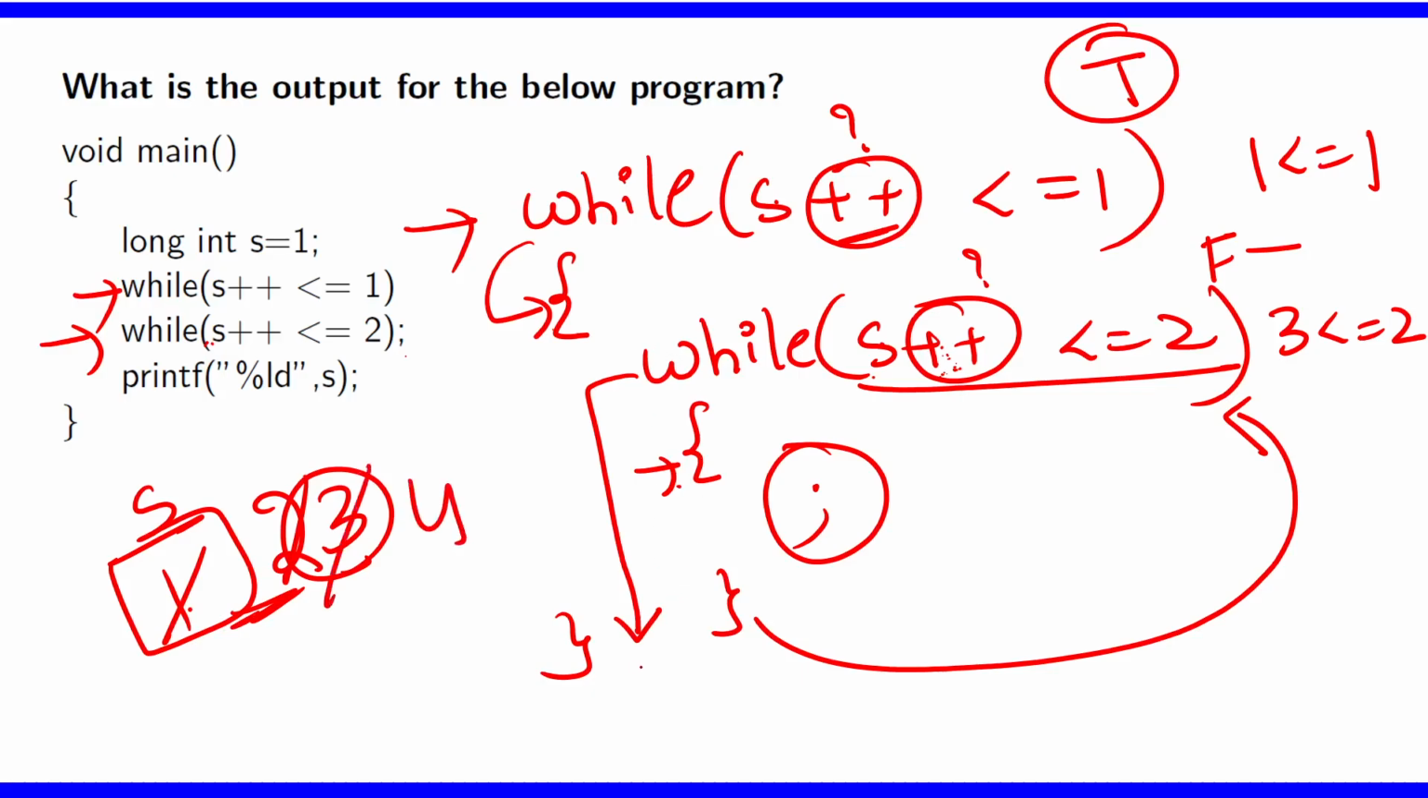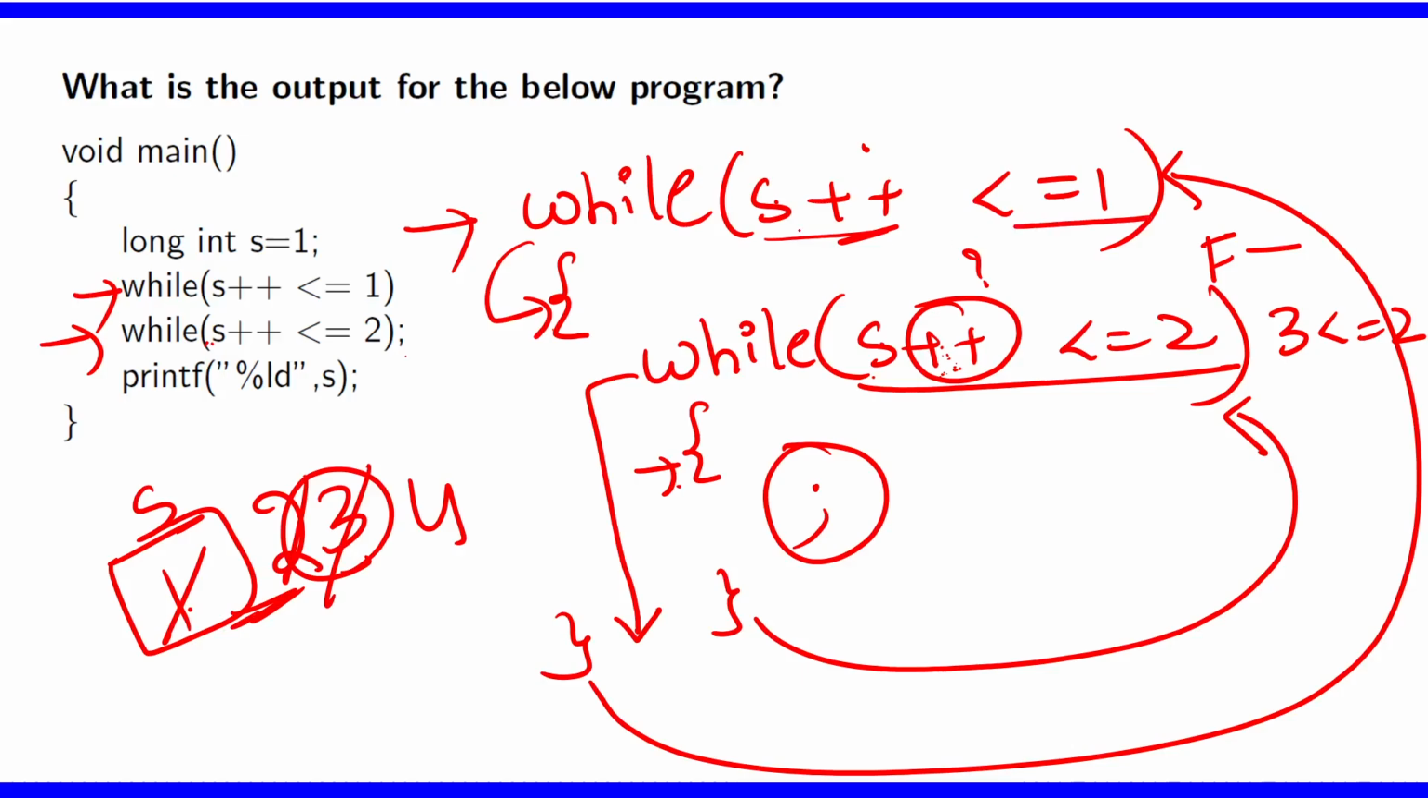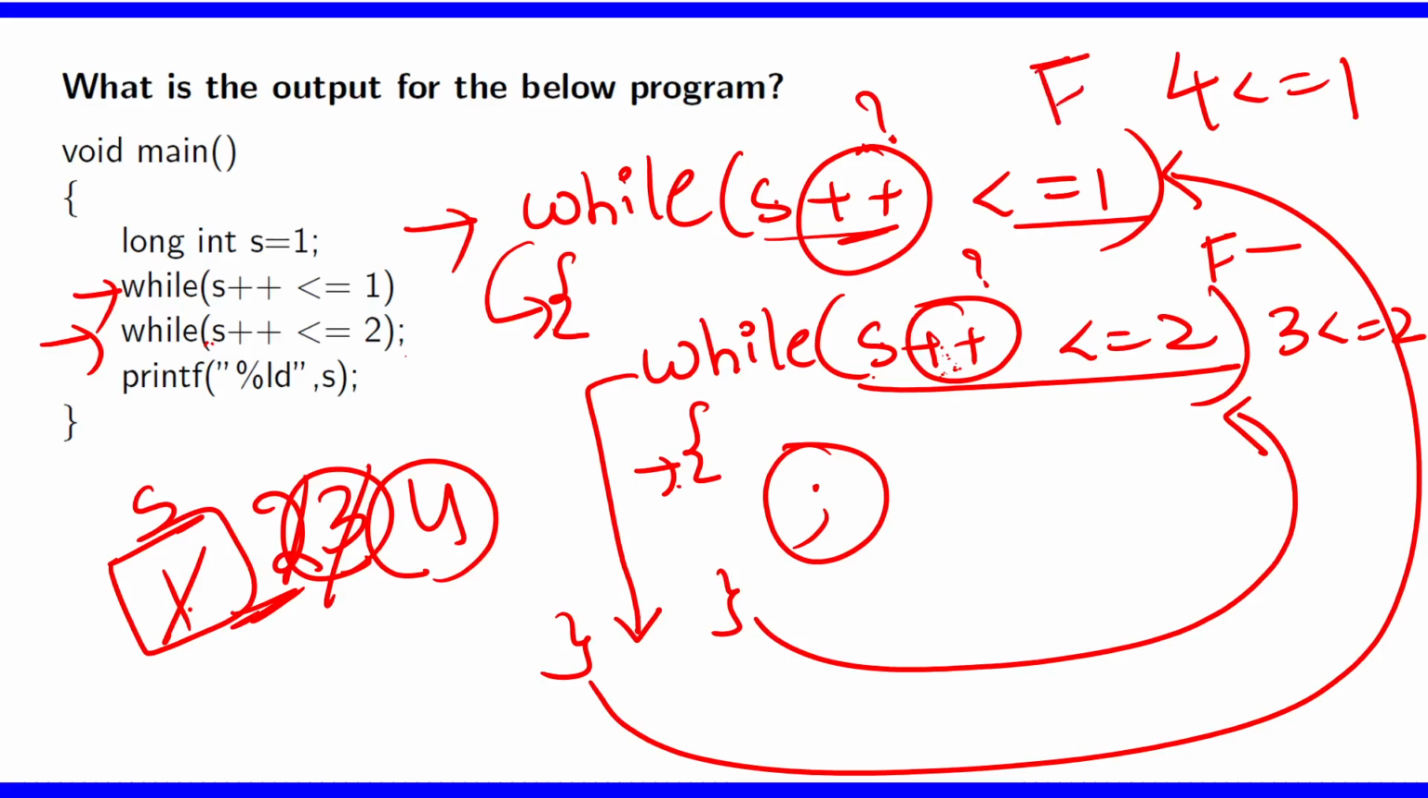Now, I come out of this while loop and then from here I go back to the upper while loop. Again, what is the condition here? s plus plus less than or equal to 1. What is the s value? 4. So, this I will do it later. So, 4 less than or equal to 1, the output is false.